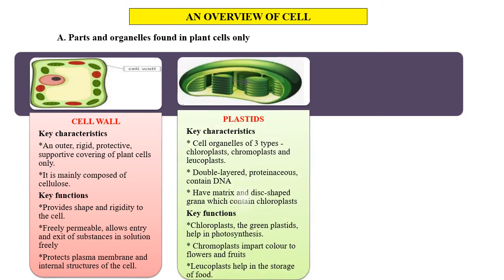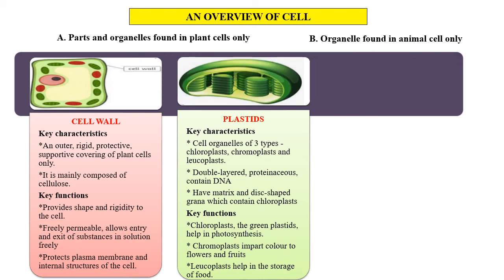Plastids. Key characteristics. Cell organelles of three types: chloroplast, chromoplast, and leucoplast. Double-layered, proteinaceous, contains DNA. Have matrix and disc-shaped grana which contains chloroplast. Key functions. Chloroplast, the green plastids help in photosynthesis. Chromoplast impart color to flowers and fruits. Leucoplast helps in storage of food.